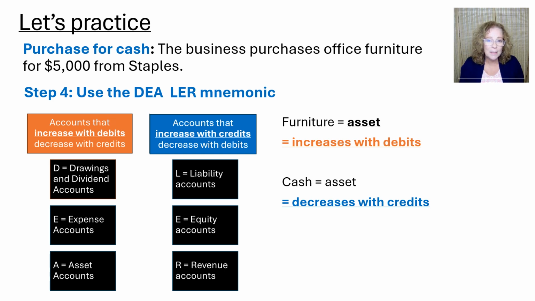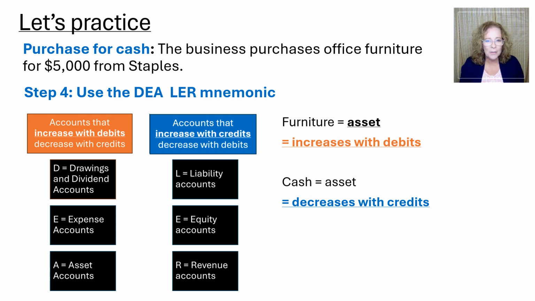Now for our transaction, we determined in step 3 that furniture is an asset. The dealer mnemonic tells us that asset accounts increase with debits. So that means that because the business's furniture has increased, we need to debit the furniture account. Okay, so we figured out the debit part for our transaction. And remember, we need at least one debit and one credit for every transaction we record.